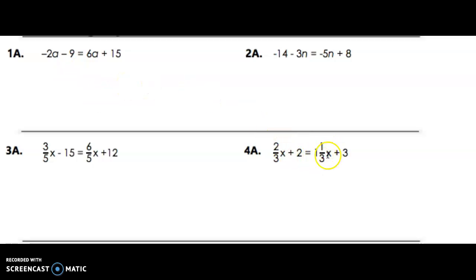Don't let the fractions scare you. Again, you can use your calculator to help you, or because they're common denominators, you can think about just subtracting or adding the numerators. Do notice there is a 1 and 1/3. That's the same as 4/3. If you want to change that to 4/3, that might be easier to work with.